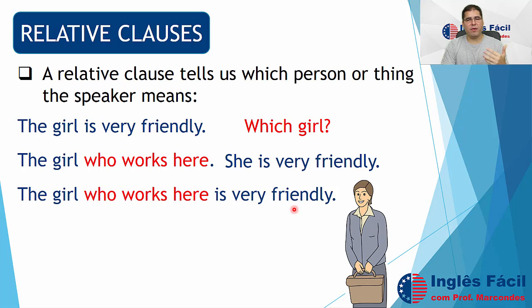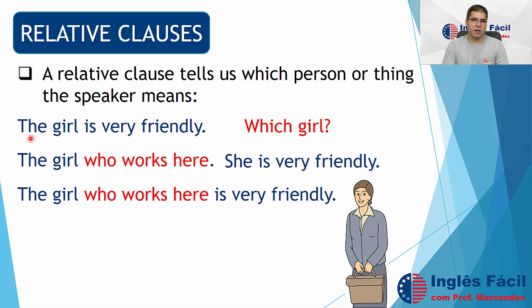So now it is very simple, very easy to understand who the speaker means, right? Who the speaker wants to give us information about, right? So he wants to give us information about the girl who works here. And what is the information? Well, he wants to tell us that she is very friendly, okay? Now, this part here in red, who works here, is our relative clause, okay? So this means the sentence is perfectly grammatically correct without this part, okay?